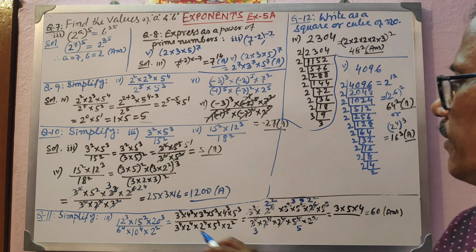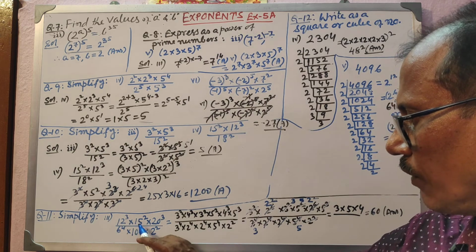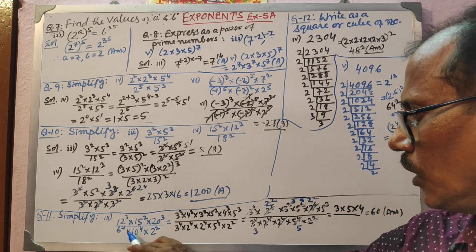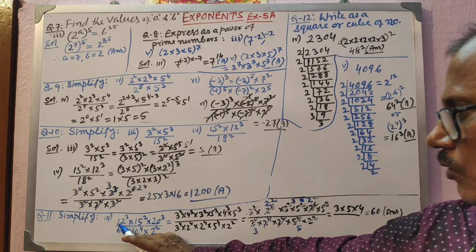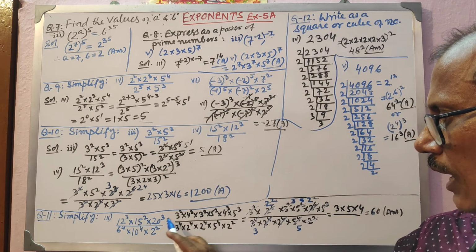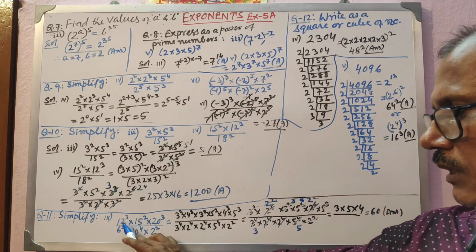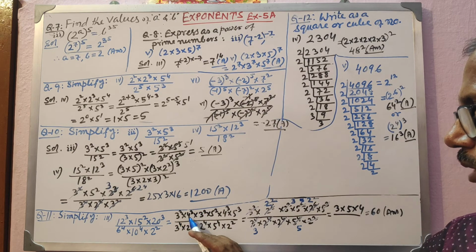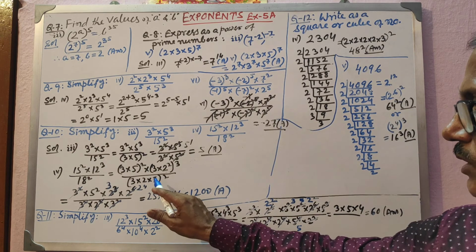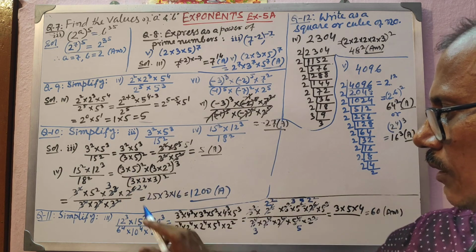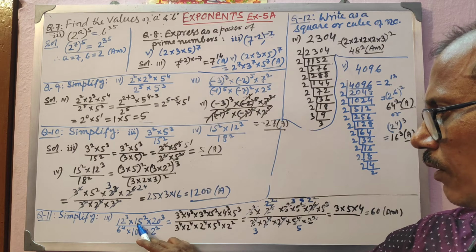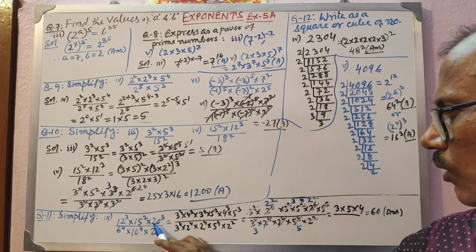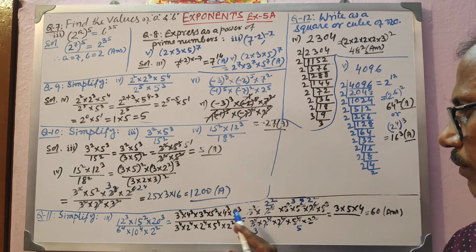See, this 11th one I have taken: 12 cube, 15 square, 20 cube by 6 to the power 4, 10 to the power 4, 2 square. What I have done, 12 cube means 3 cube and 4 cube, 3 fours are 12. The bracket work I have not done, directly I have done. This is 3 cube into 4 cube. 15 can be 3 square into 5 square. 20 can be 4 cube into 5 cube.